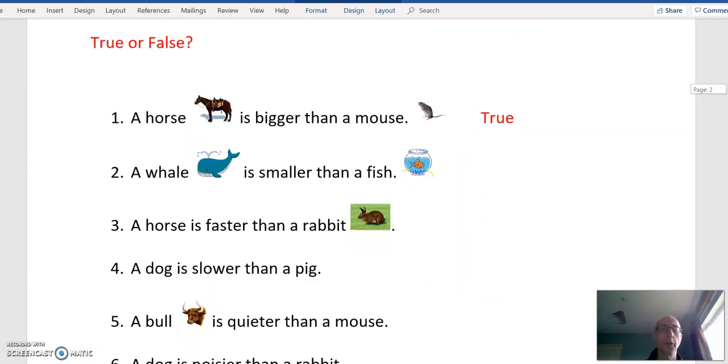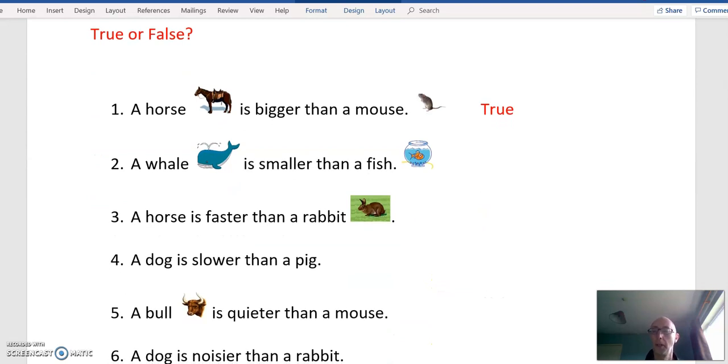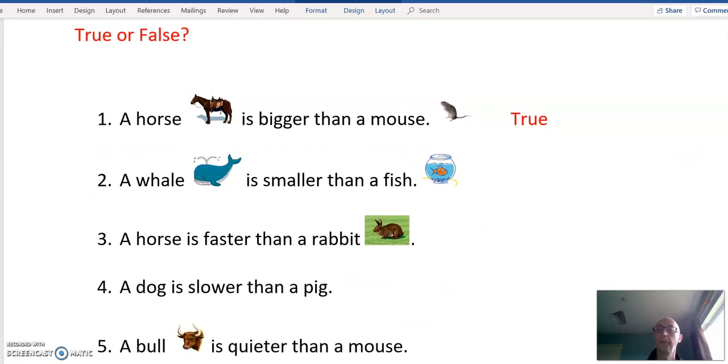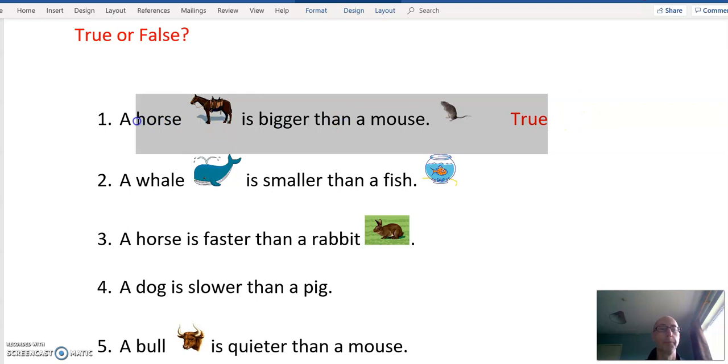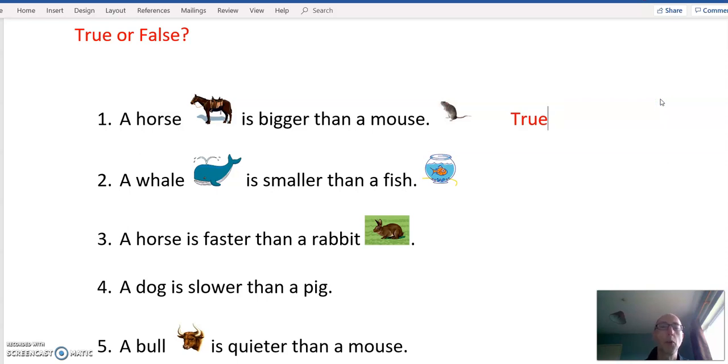So let's look at some true or false questions. And it's all about animals. So let's look at number 1. A horse is bigger than a mouse. Is that true or false? Well, we can see a horse and a mouse. A horse is bigger than a mouse, of course. That's true.